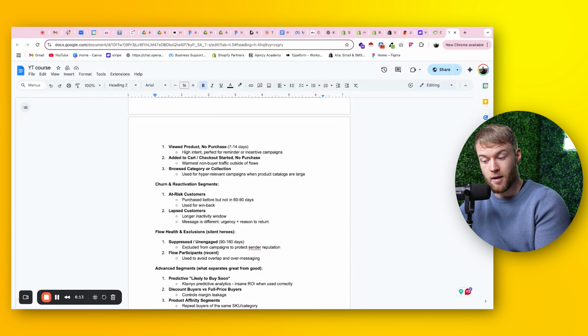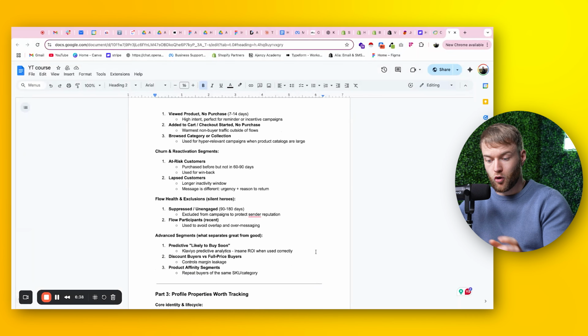That's why in this segment, you're looking at people who are between 60 and 90. So they're right at the point of no return. You need to use these people to try and win them back before it's too late. Then you've got your lapsed customers. So longer inactivity window. You can consider these people almost lost. You're going to message these people with unbelievable urgency, plus give them a reason to return.